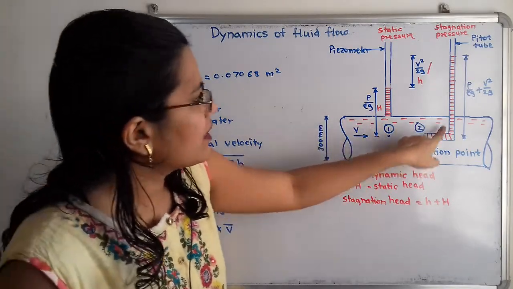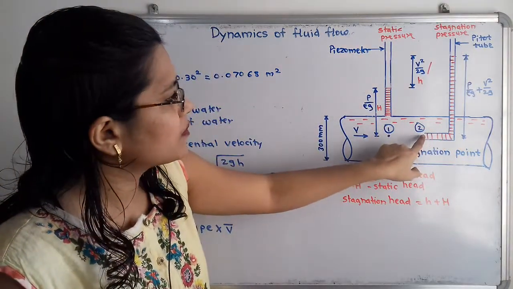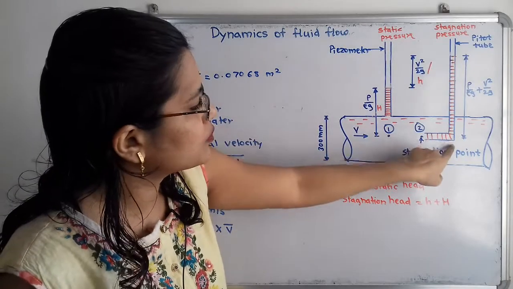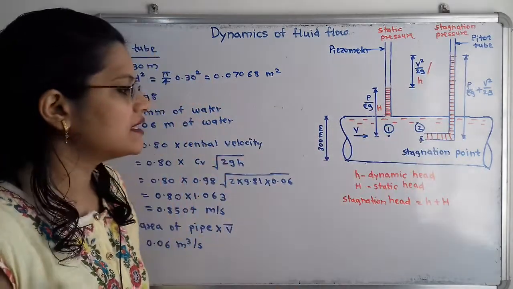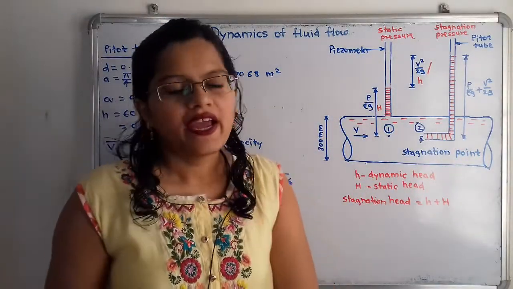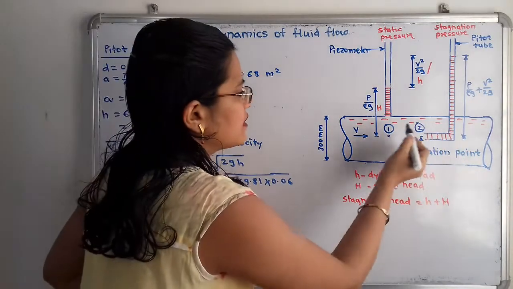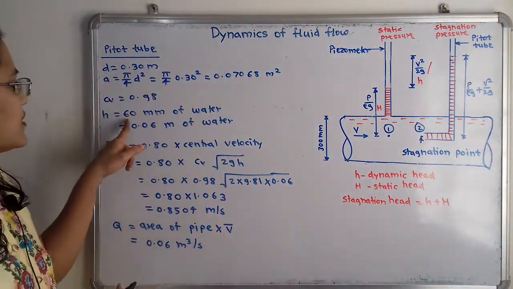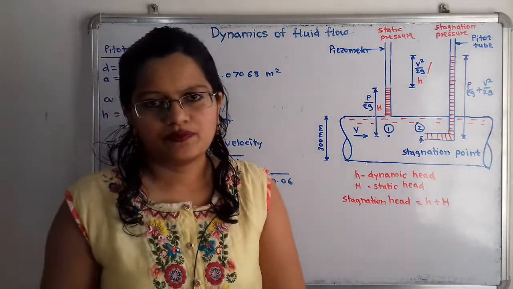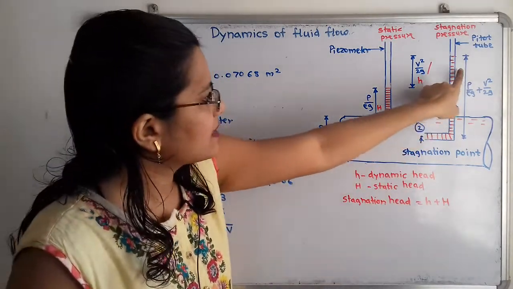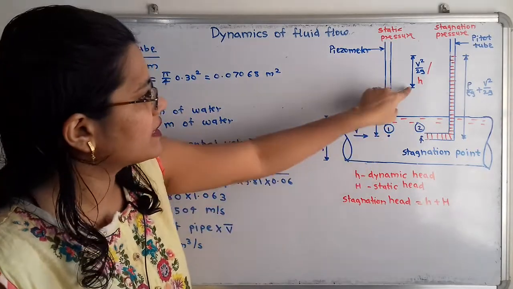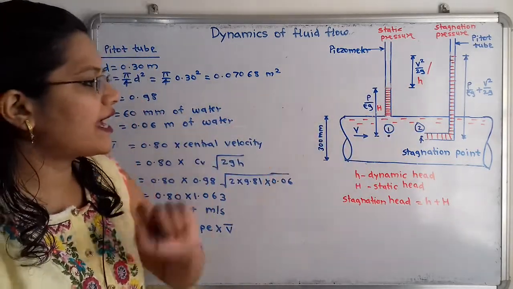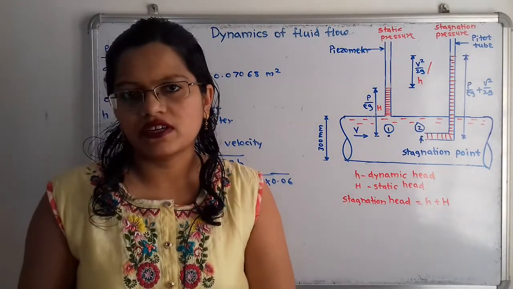Now here in the pitot tube, from this point 2 to this level of water in the pitot tube, so this height is known as the stagnation head, and the difference in between these two is given, that is H is equal to 60 mm of water. So this stagnation head minus static head is equal to this H, value of H. So this is the diagram as per the given data.